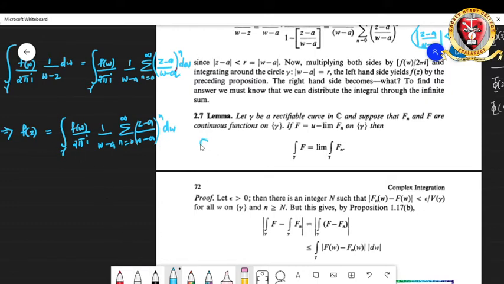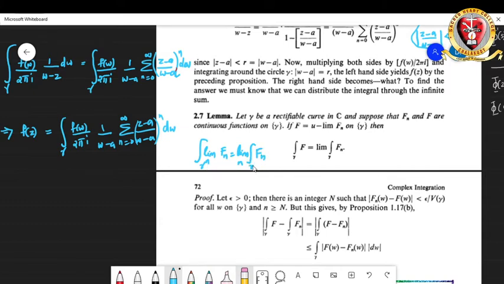That's what it says. So this is nothing but the limit over n of the integral of fn is equal to the integral of the limit of fn.